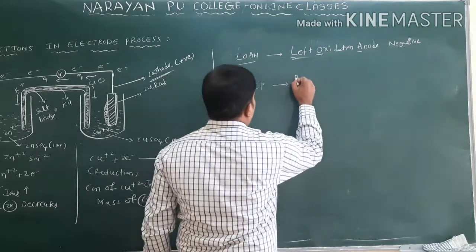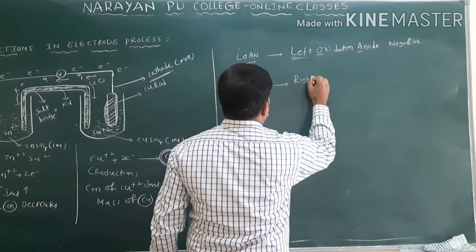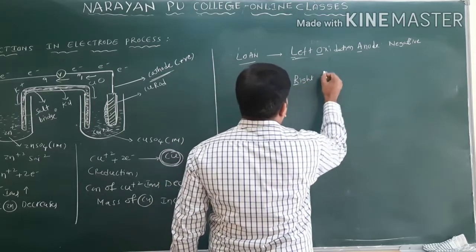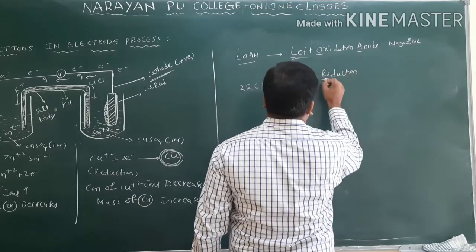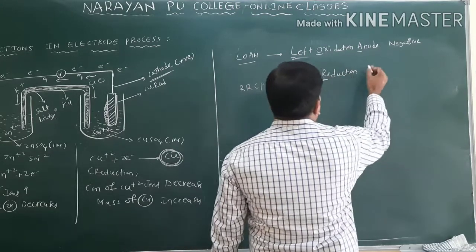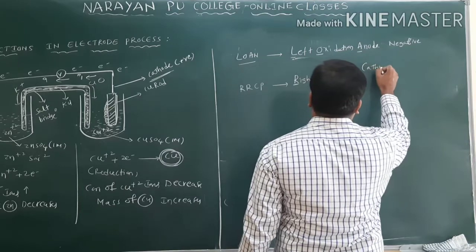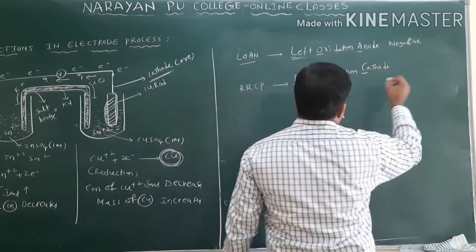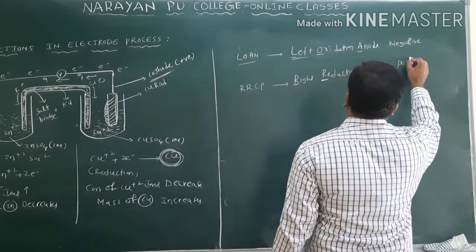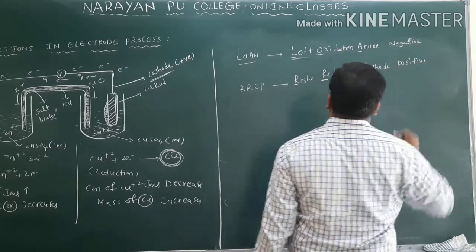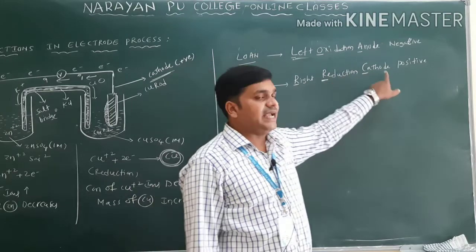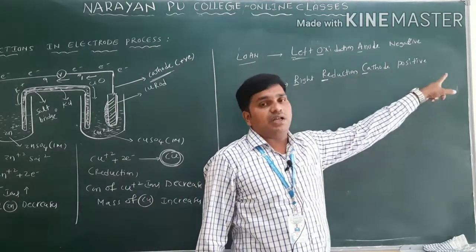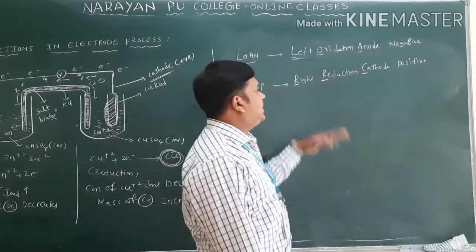Come to here, RRCP. What is R here? The first R represents right. The second R represents reduction. And capital C represents cathode here. P represents positive. So reduction takes place at the cathode. Which terminal is the cathode? A positive terminal only.